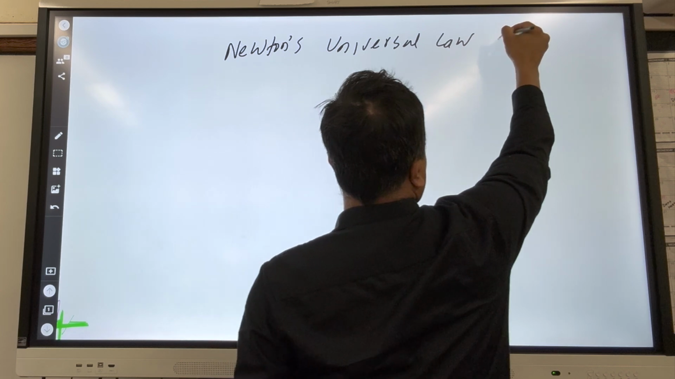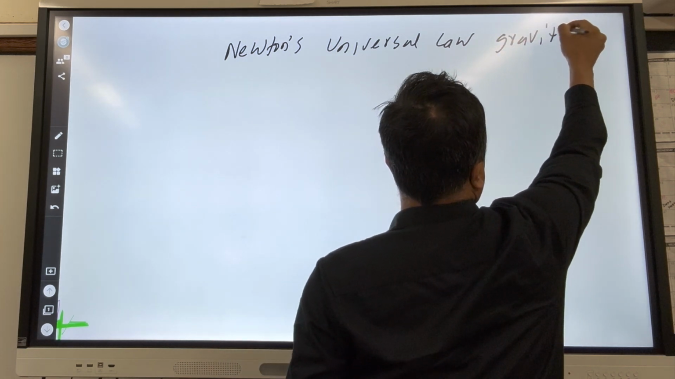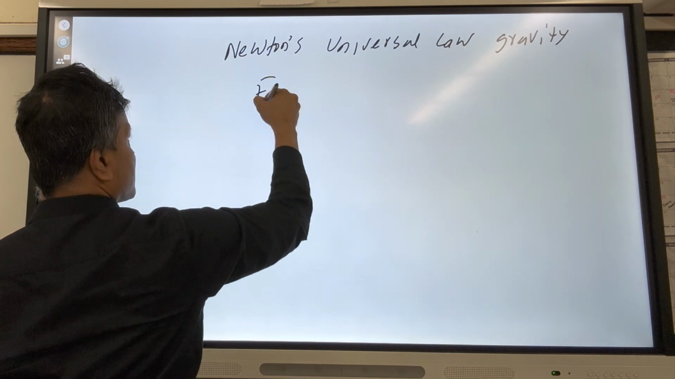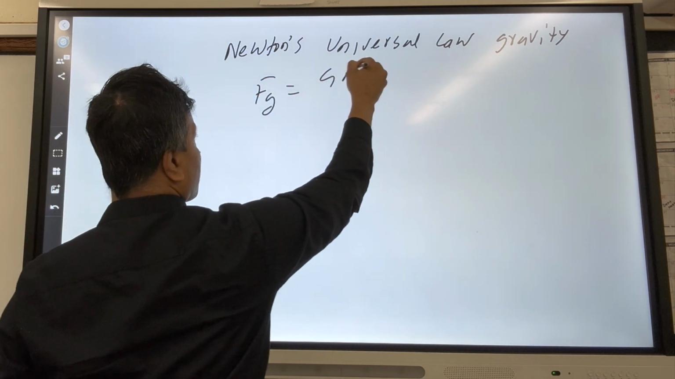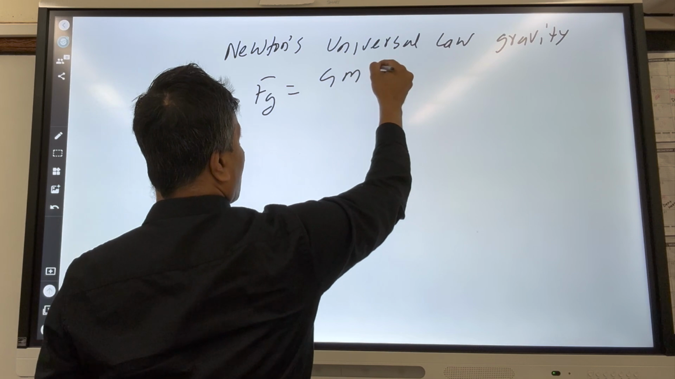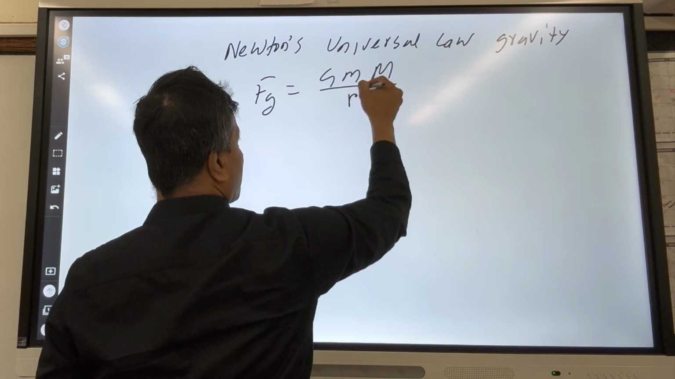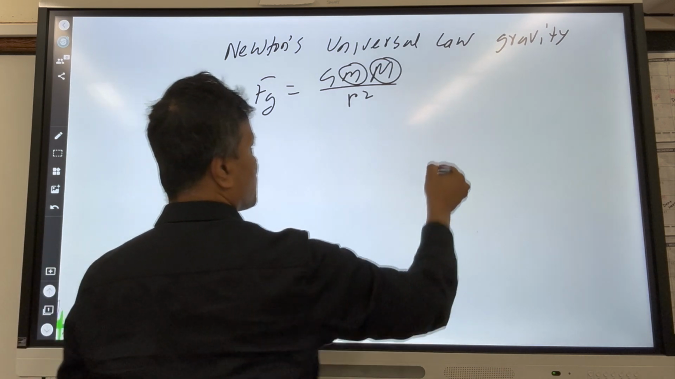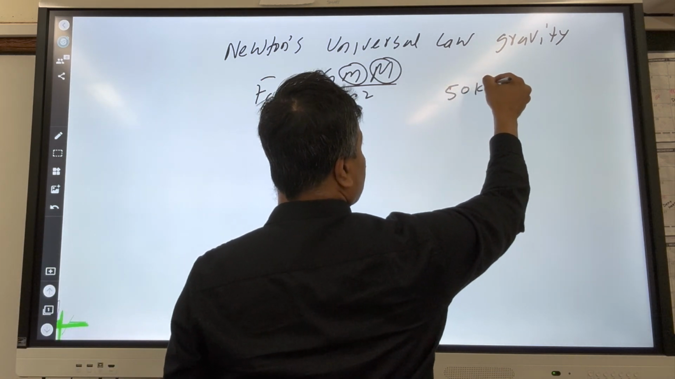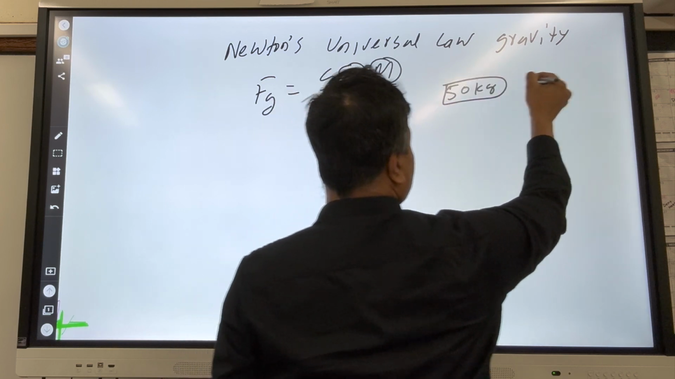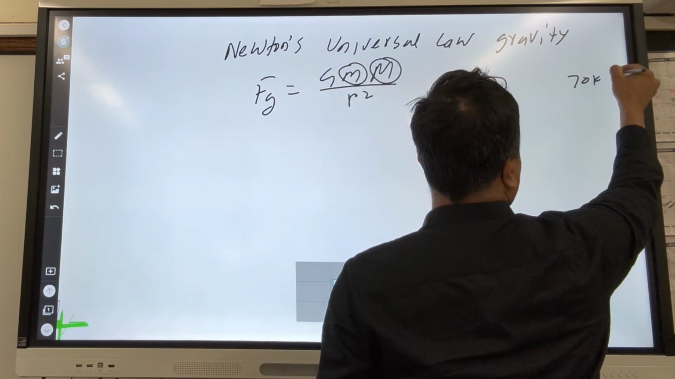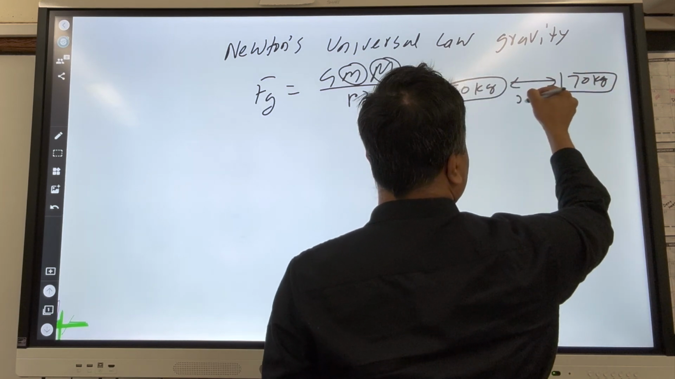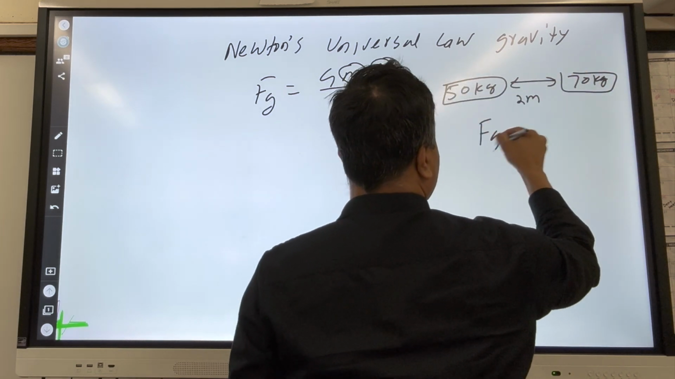Law of gravity, also known as inverse square law. And how the inverse square law looks like: Fg is equal to G m small m big M over r squared. R is the distance between these two masses. And now I have two bodies, 50 kilogram and 70 kilogram, and the distance between them is of course 2 meters. And I want you to find Fg.